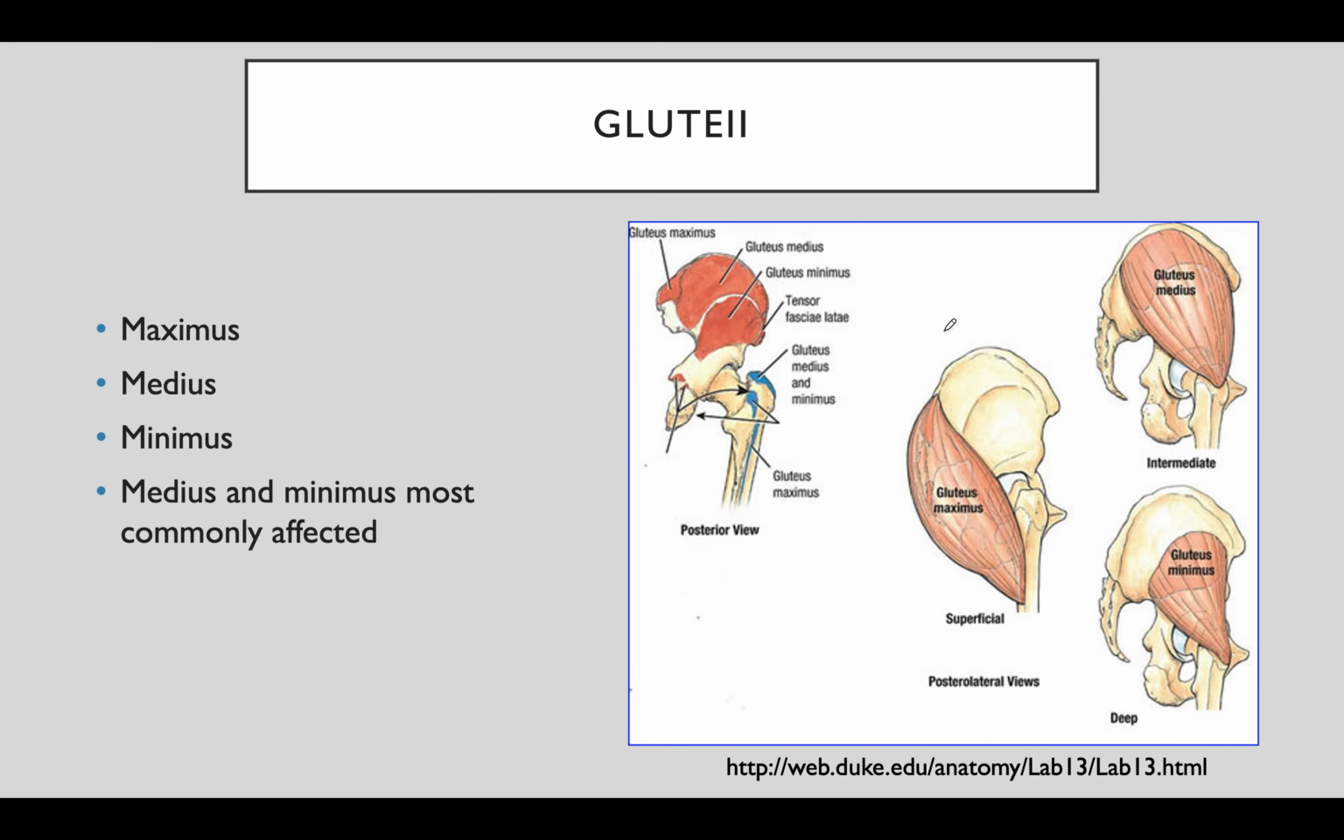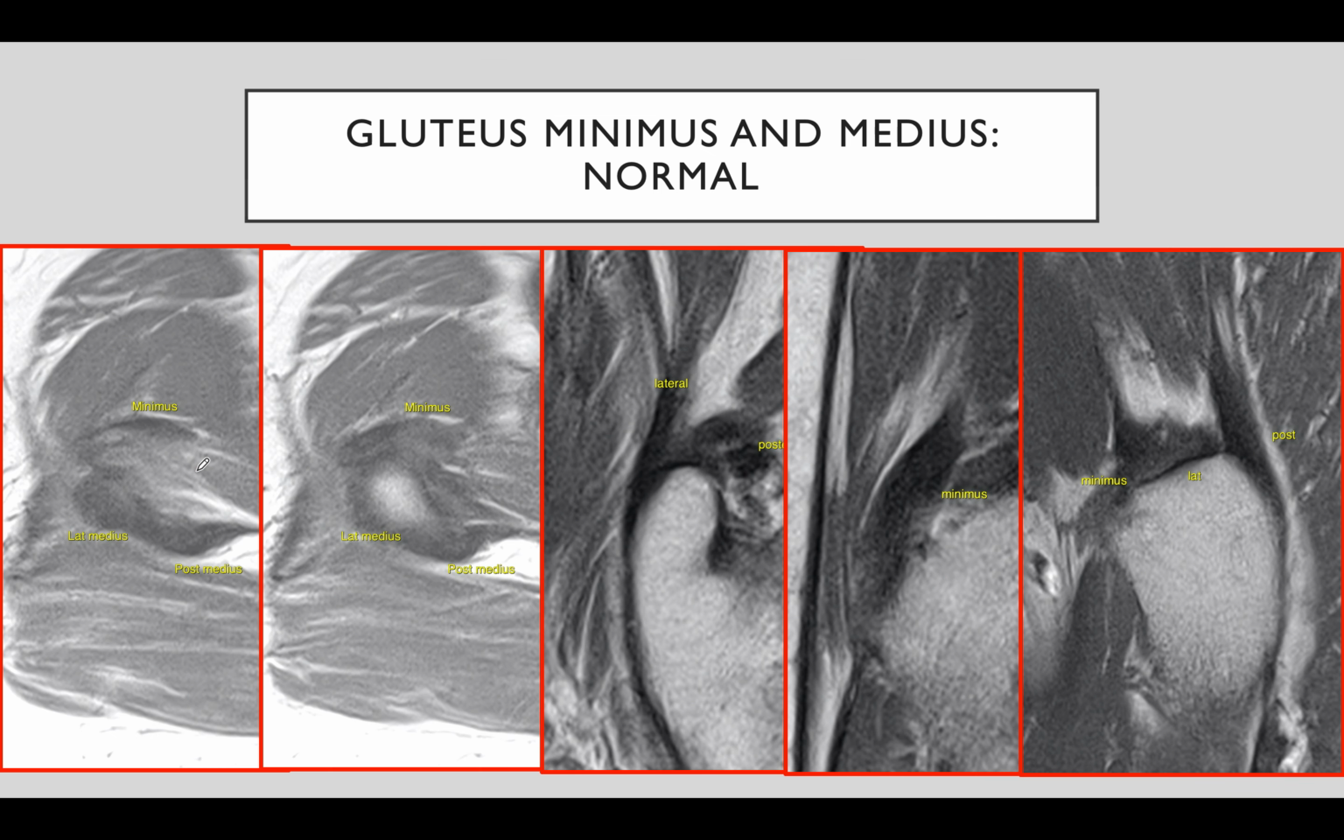The three glutei muscles are the maximus, the medius and the minimus. The medius is the one that is most commonly affected and should be looked at carefully. One should be fairly familiar with the anatomy of these structures. On an axial image at the greater trochanter, you have most anteriorly the gluteus minimus, then you have laterally a lateral head of the gluteus medius, and then you have a more posterior attachment of the gluteus medius. These would be the three tendinous attachments one needs to be aware of.